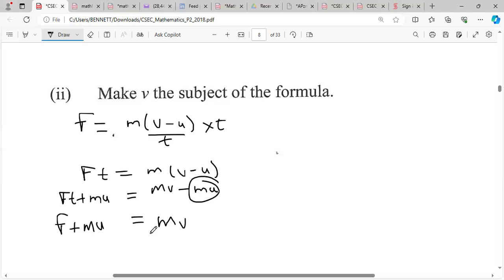So we want to get B by itself, so we divide by M. That means that would be the answer: F plus MU over M.